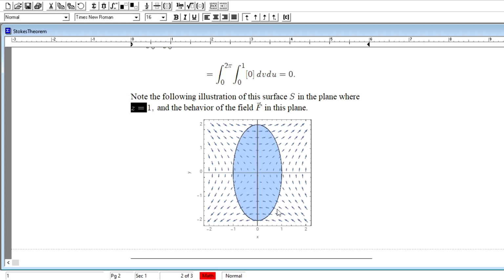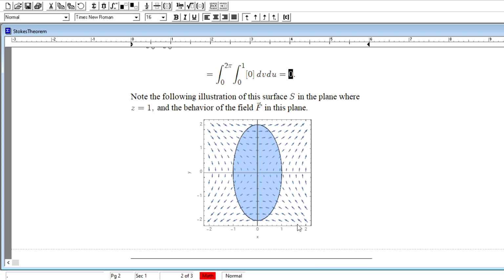Where along this elliptical shape, the field is contributing over portions and inhibiting over portions of that circulation. Contributing, inhibiting, contributing, inhibiting. So that amount of contribution must be canceled by the amount of inhibition that the field is producing, giving us, in a sense, a balanced circulation calculation around the boundary that measures the value of 0 in the end.